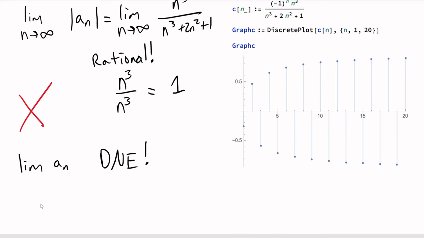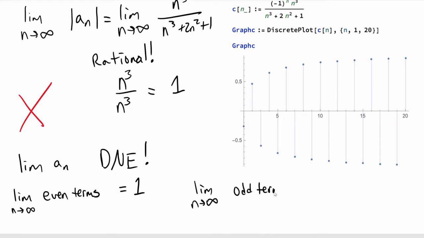Why? Well, the limit doesn't exist because the limit of just the even terms is 1, and the limit as n goes to infinity of the odd terms is -1. And these need to be the same.